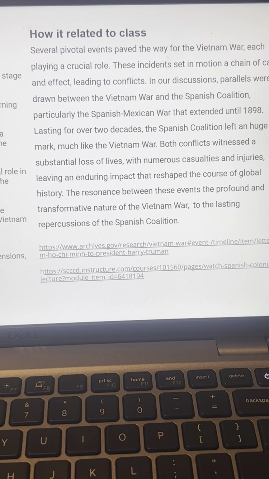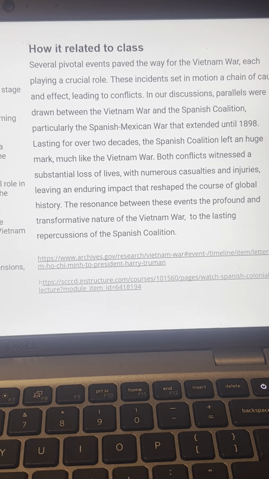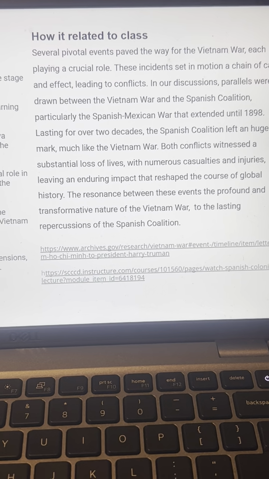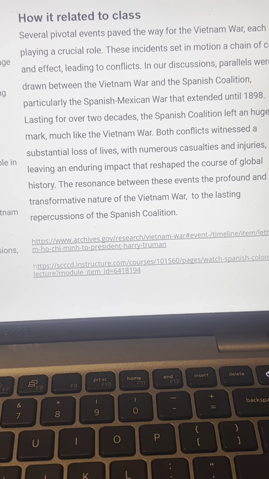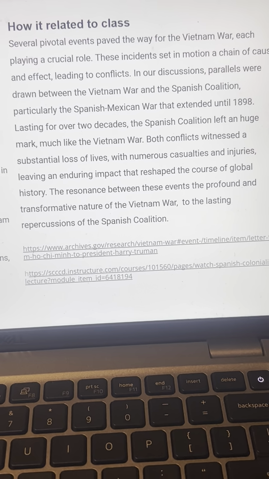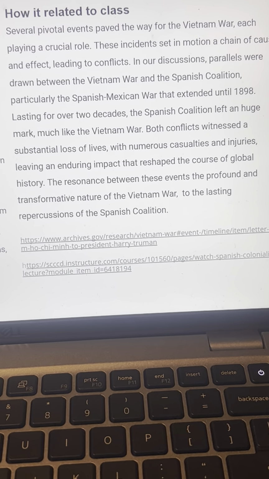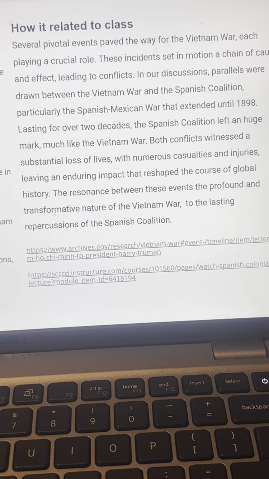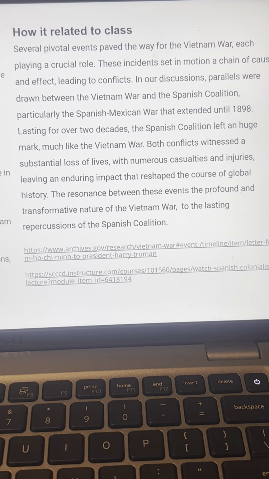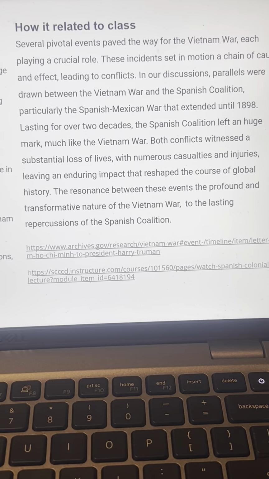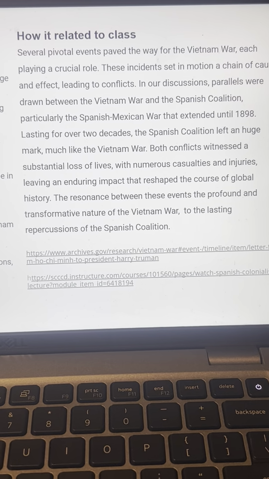This Vietnam War reminded me of the Spanish Colonization, one of the modules we talked about earlier in class, particularly in a comparison to the Spanish-Mexican War, because both lasted over 20 years. The Spanish-Mexican War lasted 40 years. Vietnam lasted 20 years. And they both left a huge impact forever. I mean, they both had a huge number of conflicts. A huge number of people lost their lives. Families affected. Numerous casualties and injuries.